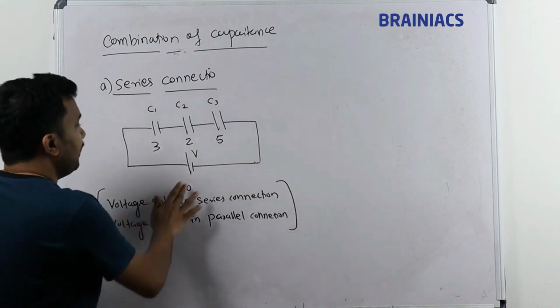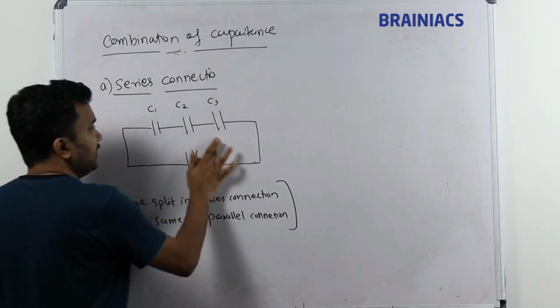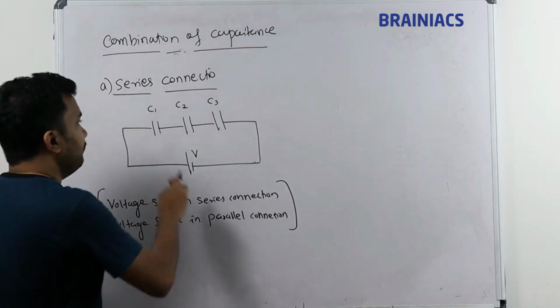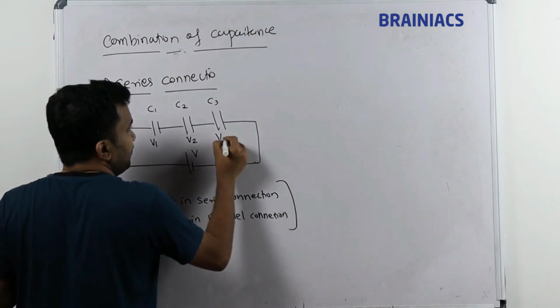Now we are assuming the total voltage is not 10 volt. 10 volt I had taken as an example. I have given a voltage V. So what is the voltage here? V1. What is the voltage here? V2. What is the voltage here? V3.